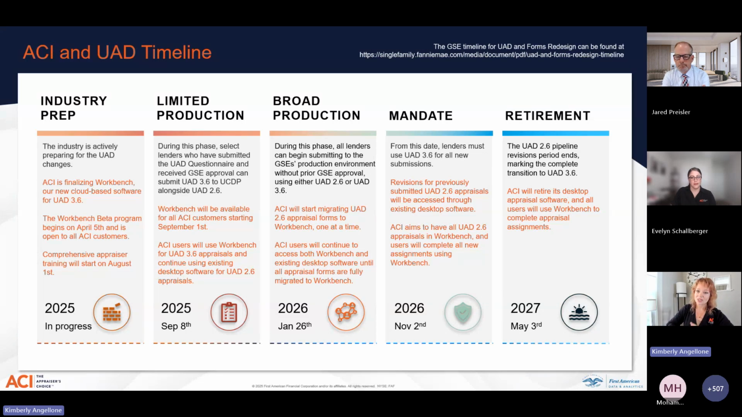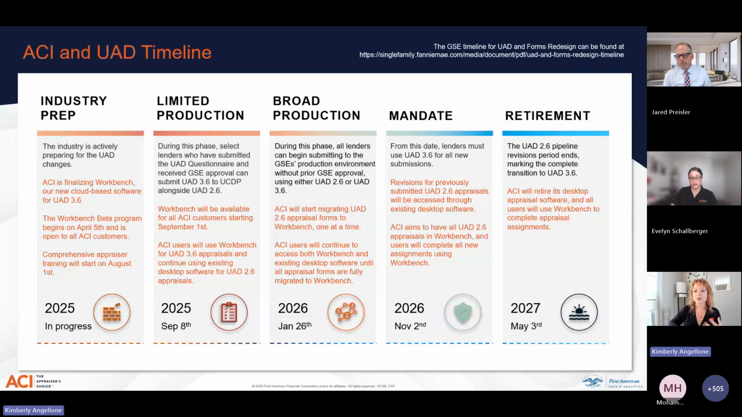Broad production is January 26th of 2026. We have limited production with just a handful of lenders, and broad production starts January 26th of next year. This is when any lender can place a UAD 3.6 assignment without having that prior approval from the GSEs.